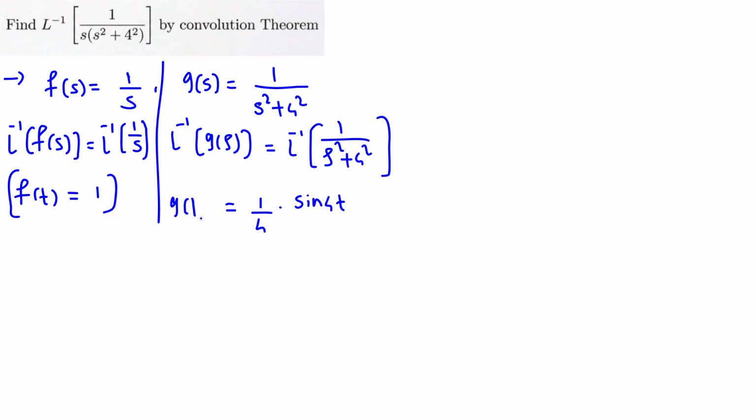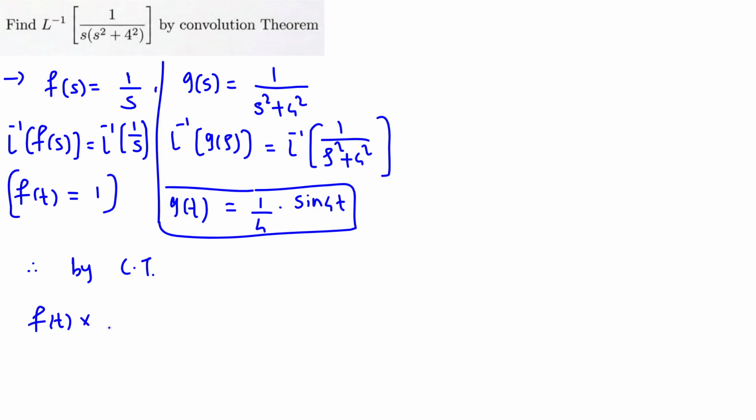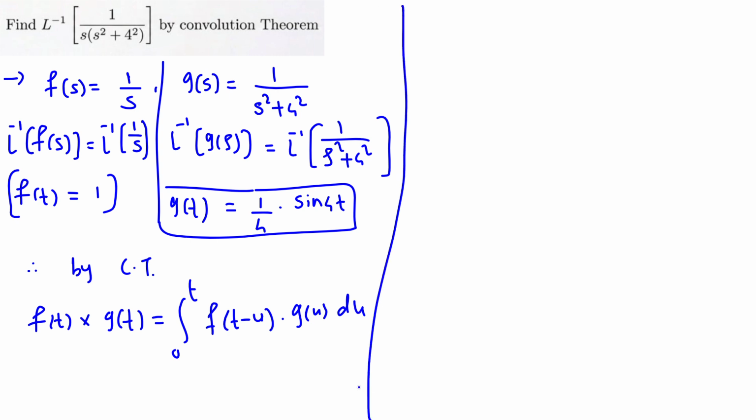This will be your value of g of t. Okay, after this you know that, therefore by the convolution theorem, write down the formula: f of t into g of t is equal to integration of limit 0 to t f of t minus u into g of u du.